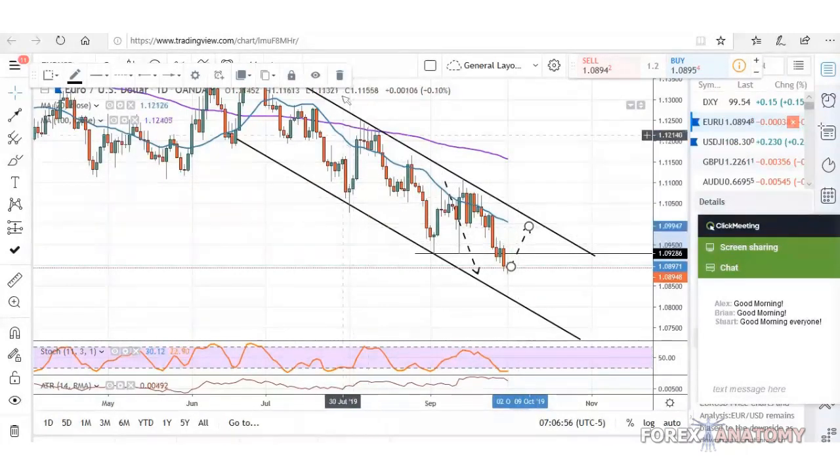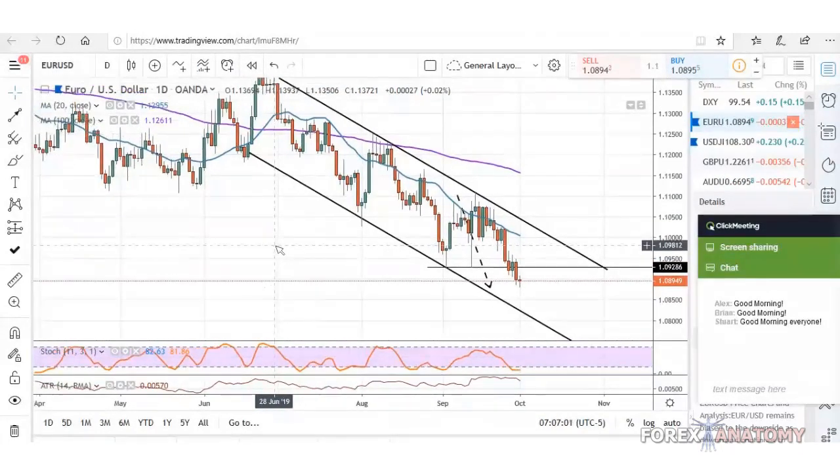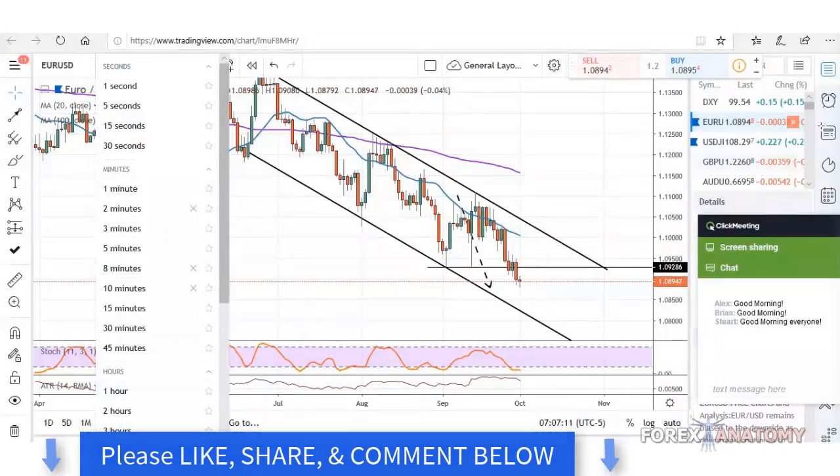But what we want to do next is go down to a smaller time frame to see what the market is telling us. So what we're going to do next is go down to the 4-hour chart. Let's do that now.